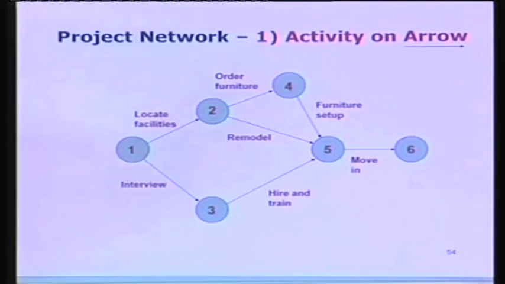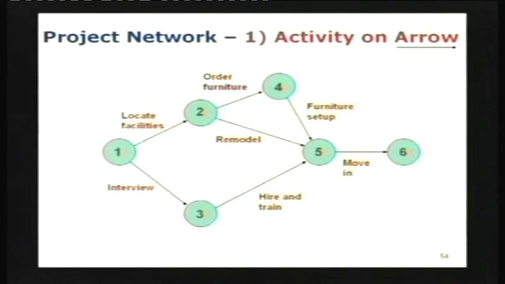You have these nodes. Nodes here are milestones. So the very first one, node number 1, is starting the project. Node number 2 is when you've accomplished location of facilities. That's a milestone. Node number 4 is when you've ordered furniture. Ordering is complete. That's a milestone. Node number 3 is when your interviewing is complete. That's a milestone again.